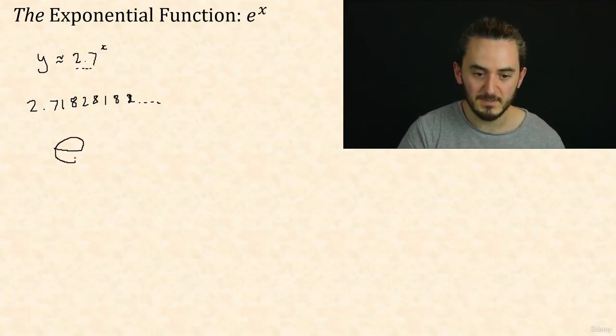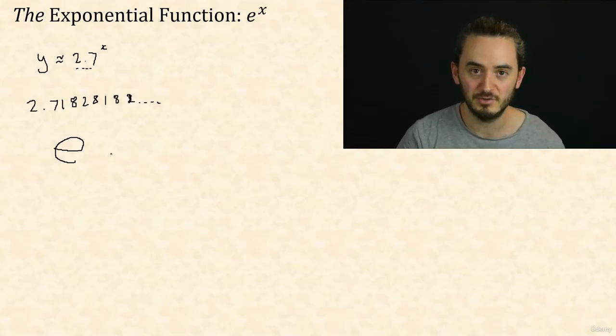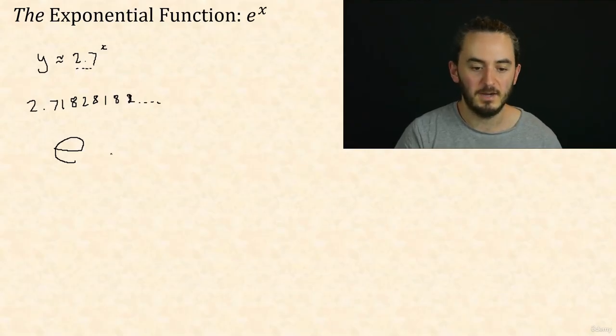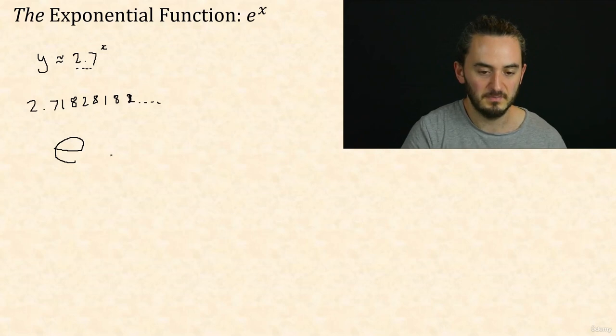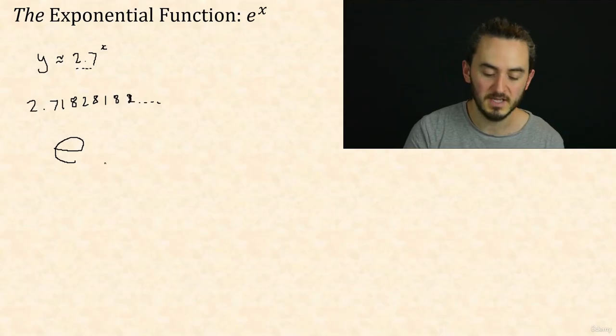Now, e is a big deal, just like pi is a big deal. It's one of these mathematical constants. It's an irrational number, so you can't express it as a fraction. It's even a transcendental number, which means it's not the square root or the cube root of anything. So e, massively important number. It's on your calculator. In fact, it's just next to the pi button.